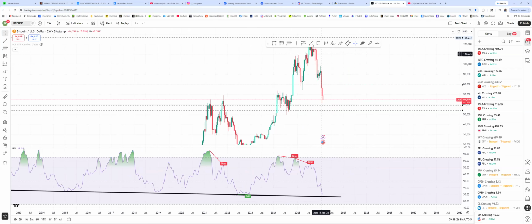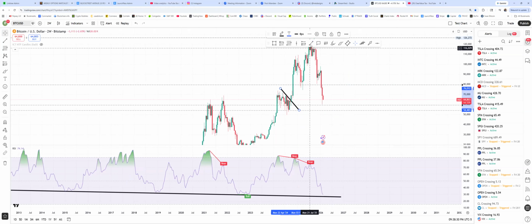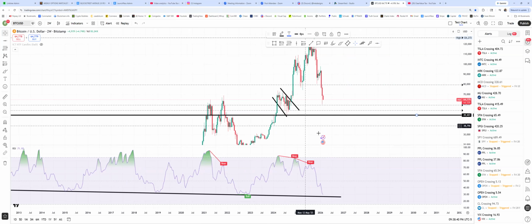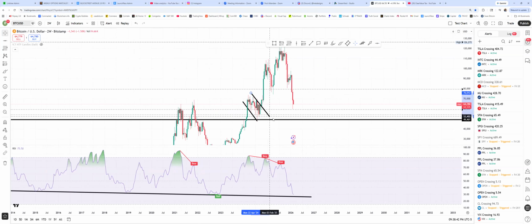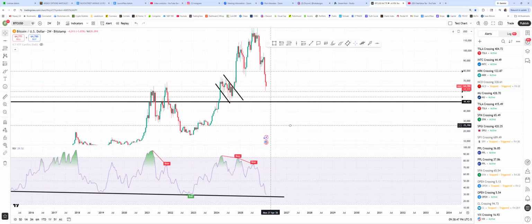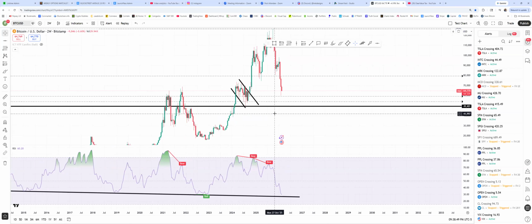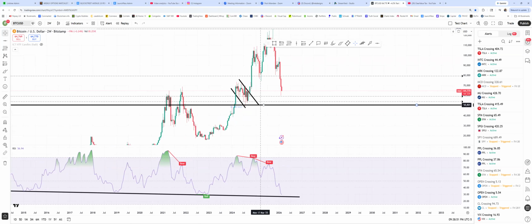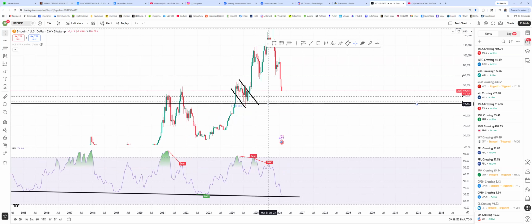Look at it here. Let's look at this bull flag here. This is when Trump got elected, right? Where is the bottom of the bull flag? The bottom of the bull flag is 49, right here. We are not too far from it. You've got to understand, I don't think big money is going to let it go that low though.